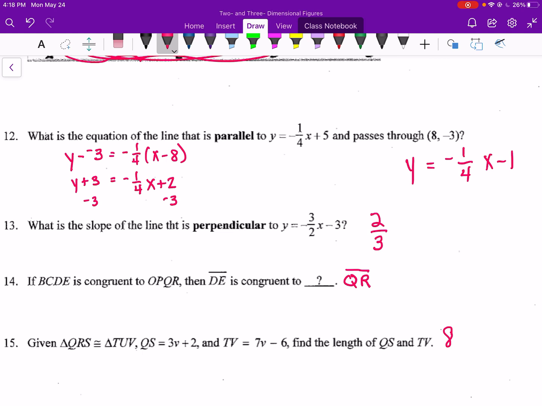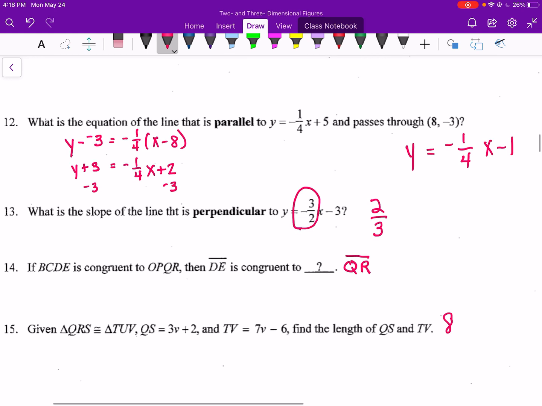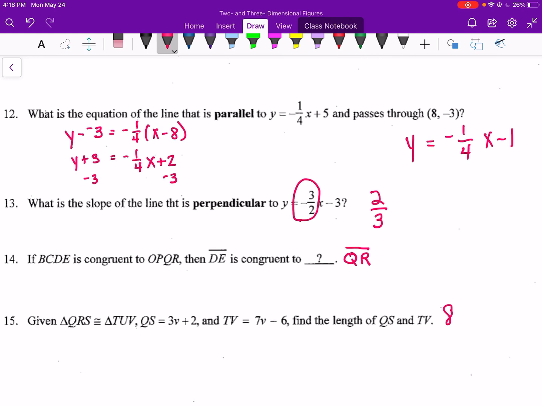Number 13, what is the slope of the line perpendicular to negative 3/2? The slope of this line is negative 3/2. So perpendicular, you would change the sign to positive and flip that slope to 2/3. Number 14, we have the names of 2 figures that are congruent. So if you match up the letters in the corresponding positions, you will have corresponding segments.